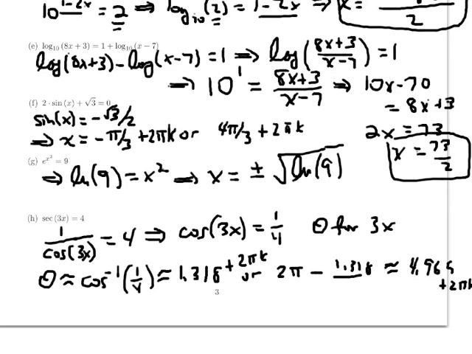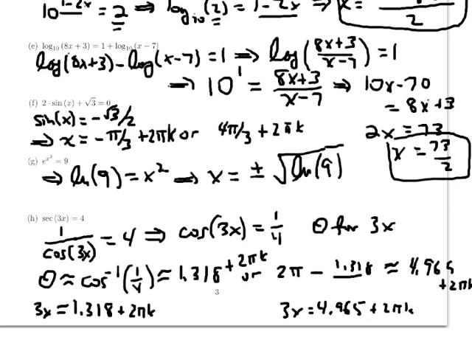And it's important to get those in there at this point because that's what the period of the cosine function is, 2 pi. But that means that, remember, theta is not really the variable we're solving for, x is, and 3x is what theta is standing in for. So we mean that 3x is 1.318 plus 2 pi k. And we mean that 3x is 4.965 plus 2 pi k.